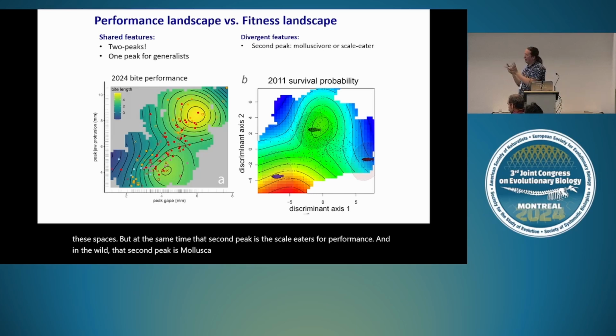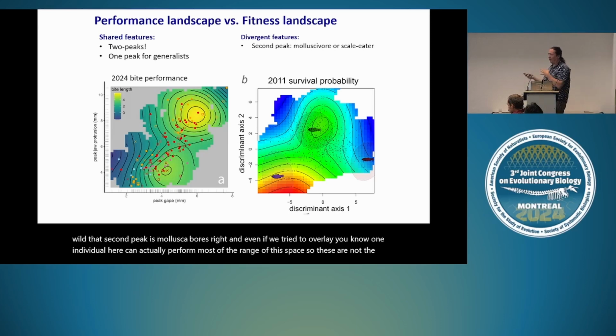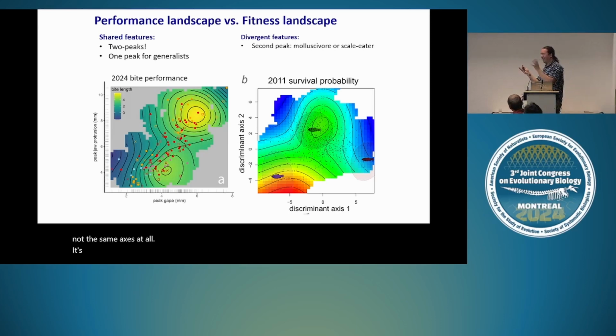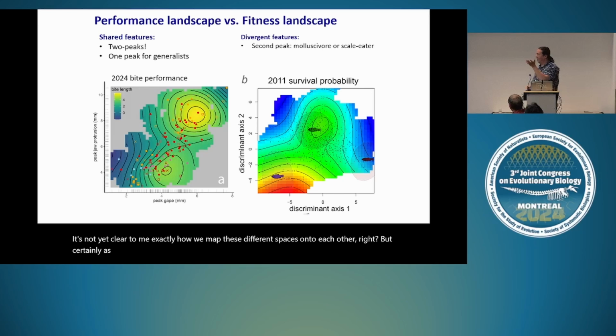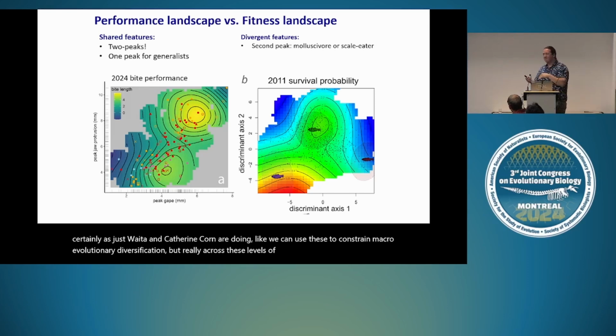And even if we tried to overlay, 1 individual here can actually perform most of the range of this space. So these are not the same axes at all. It's not yet clear to me exactly how we map these different spaces onto each other, right? But certainly as Joseph Wada and Catherine Korn are doing, we can use these to constrain macroevolutionary diversification. But really across these levels of biological organization, I'd love to talk more about how we actually combine all this data into one estimate.